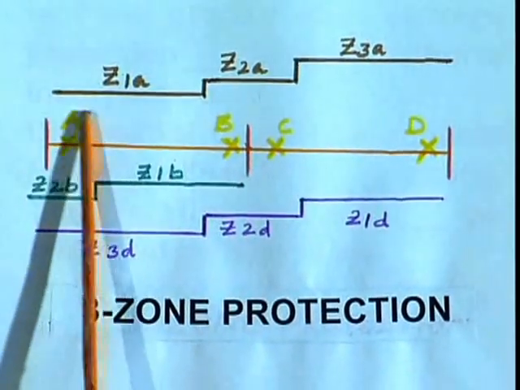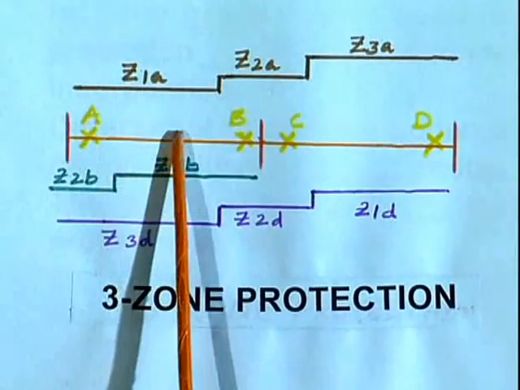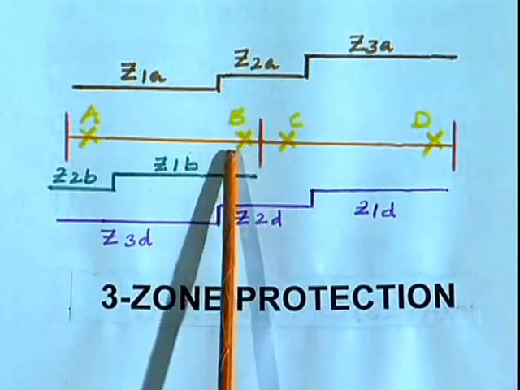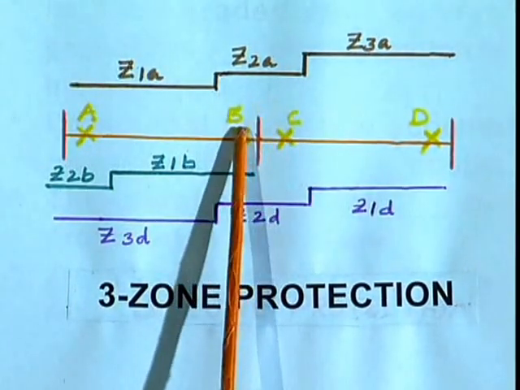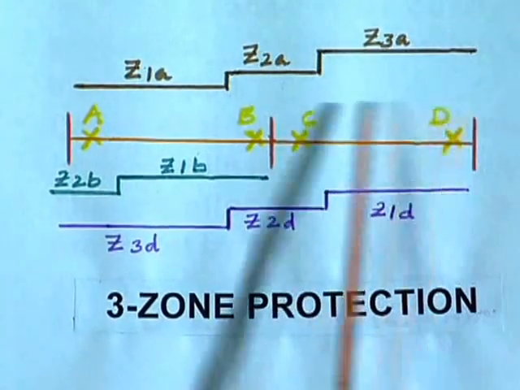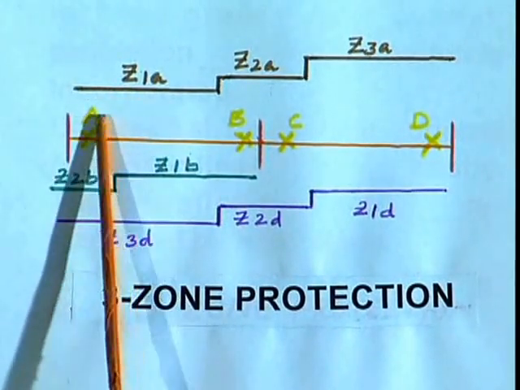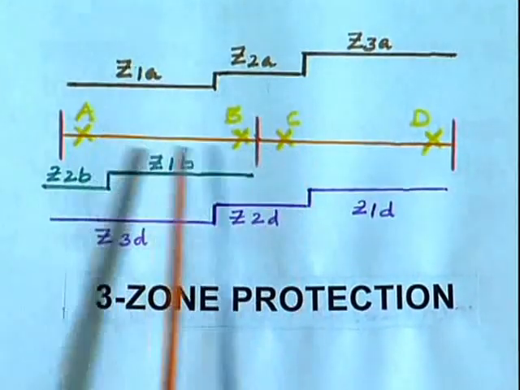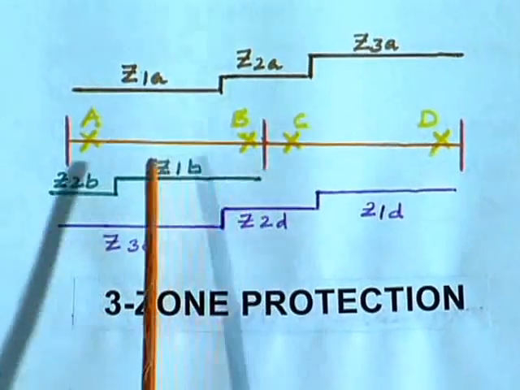That means relay A will operate instantaneously if the fault occurs within 80% of the zone, and it will act for the next 20 plus 20, 40% of the zone with some time delay, and again the third zone up to 80% it will act with some more time delay.